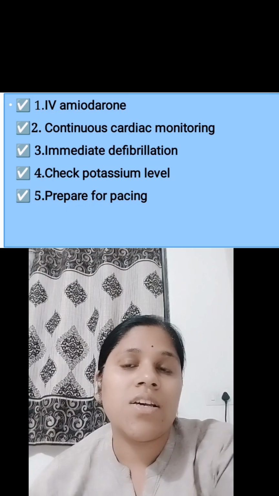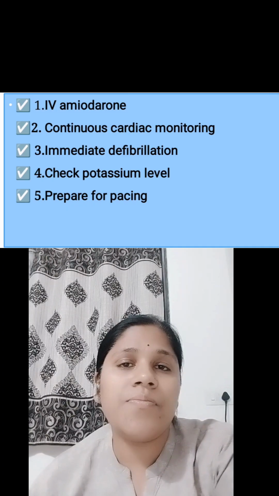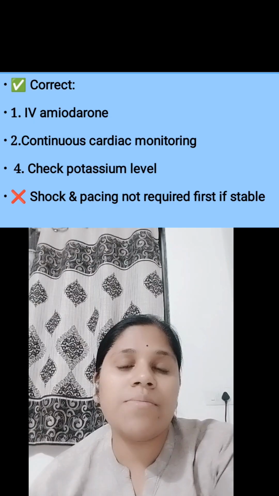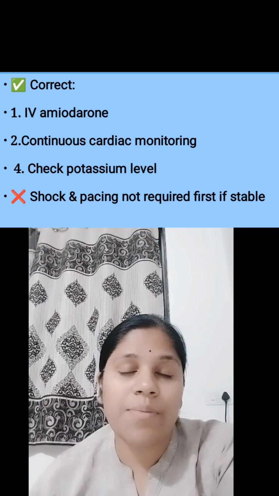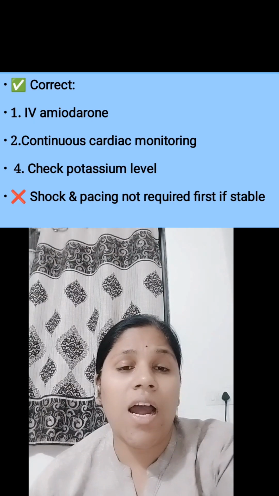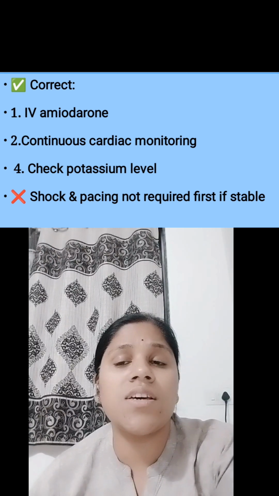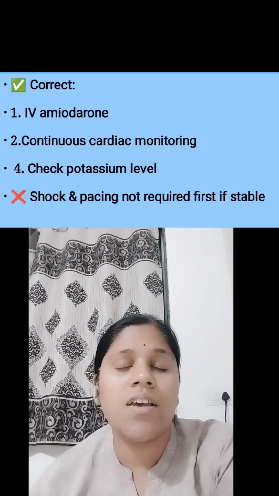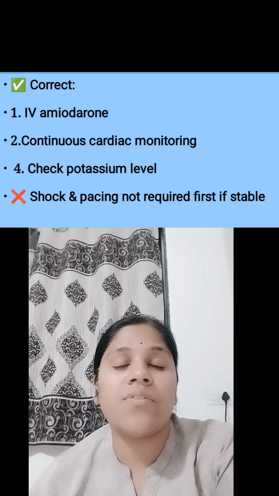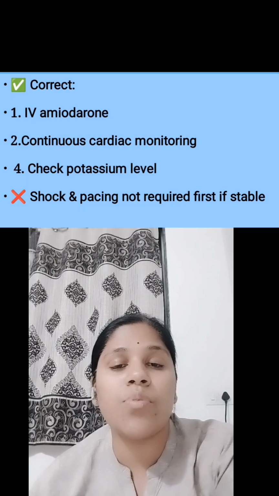The correct answers here: IV amiodarone is given because the patient's heart rate is quite high and the patient is a bit stable here. So antiarrhythmic medications can be tried, and the patient should be on continuous cardiac monitoring so that he does not go into any other lethal dysarrhythmias. And we have to check the potassium level. That is also essential because sometimes hypokalemia may also cause dysarrhythmia.